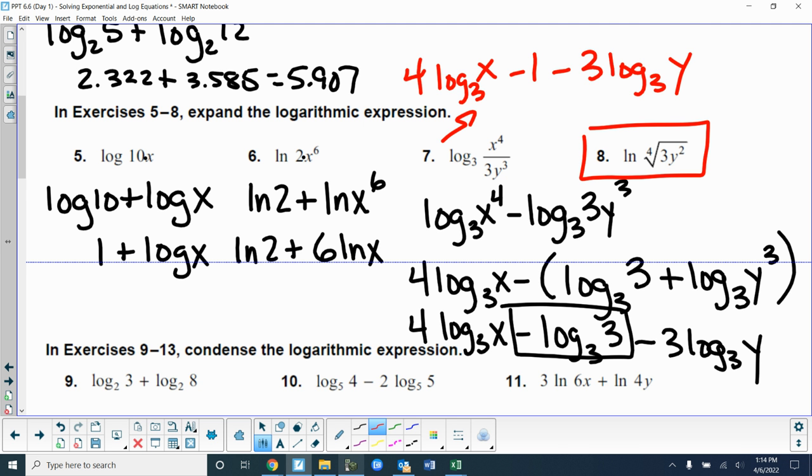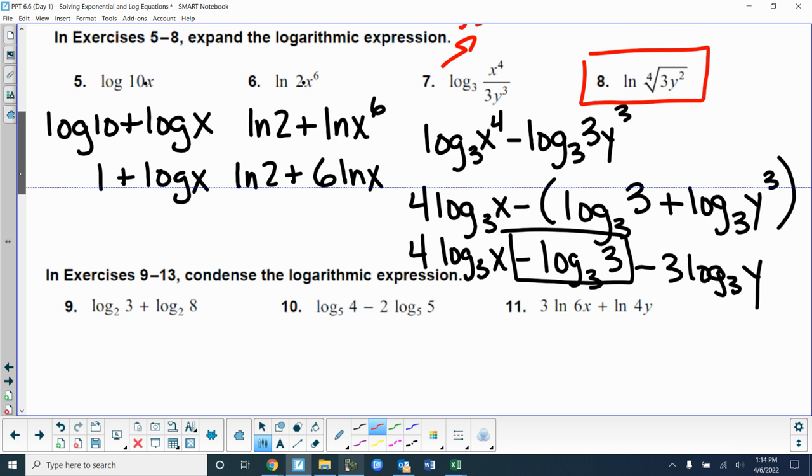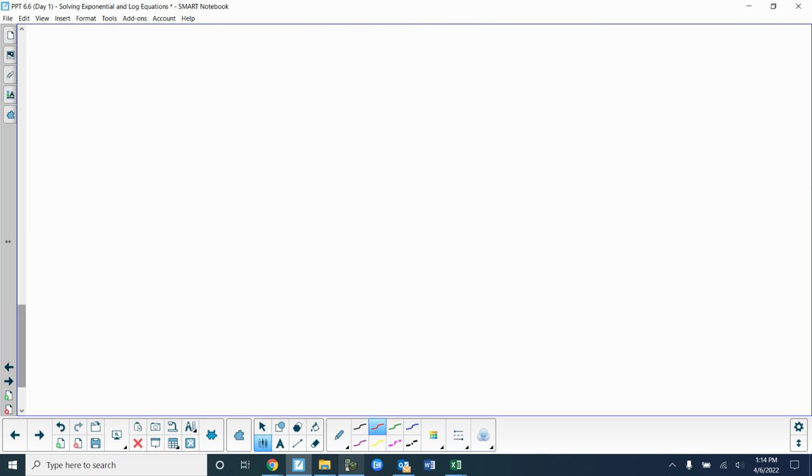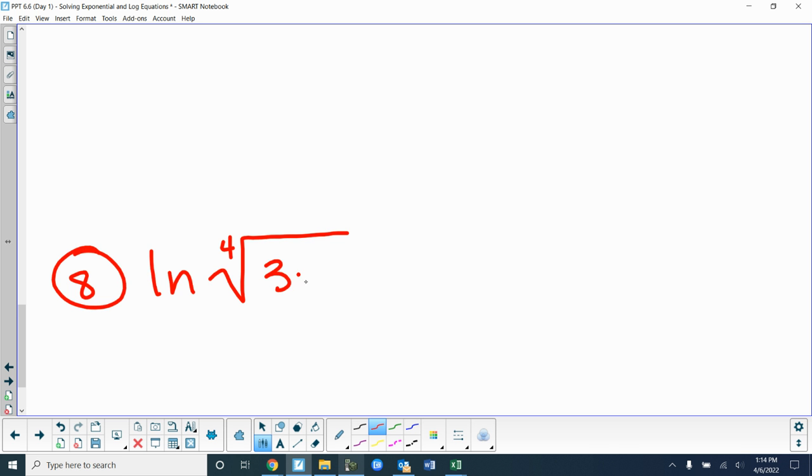All right? So I'm going to go to the next slide, and I'm just going to go to the bottom here and do that one. Natural log of the 4th root of 3y squared. What did we do the other day when we had a 4th root, how did we rewrite it? Yeah, my exponent's 1/4. Okay? So think of it like this.